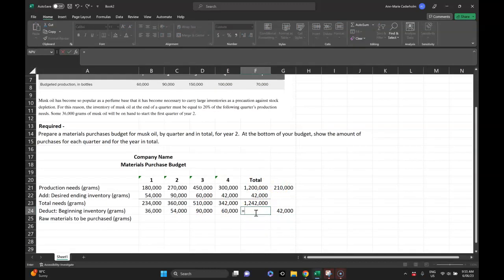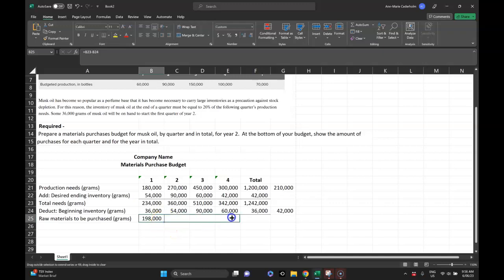When I do a total, because it's inventory, what I'm going to do is grab the inventory amount from the beginning of the quarter. So that's the first day of the quarter, instead of totaling it. Okay, and we're going to be deducting these. So I'm going to take 234 and I'm going to subtract 36,000 from it. So this is my raw materials purchased in grams.